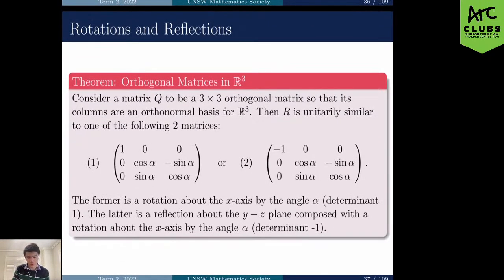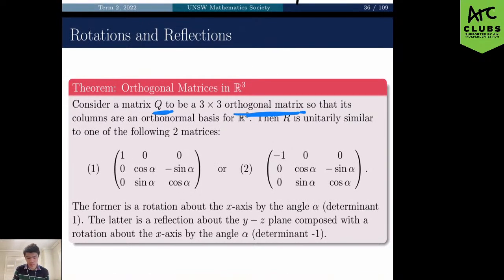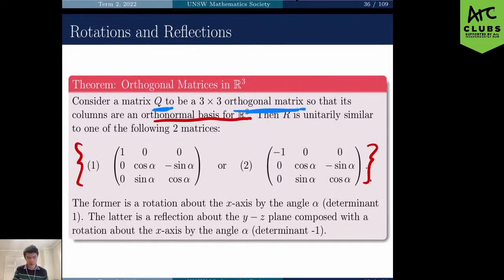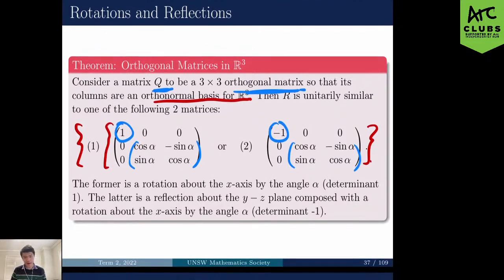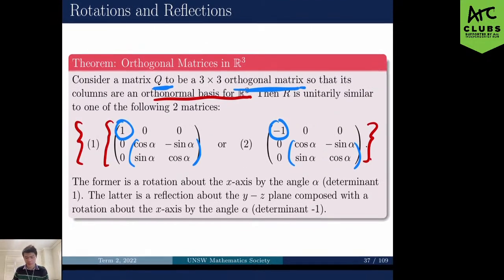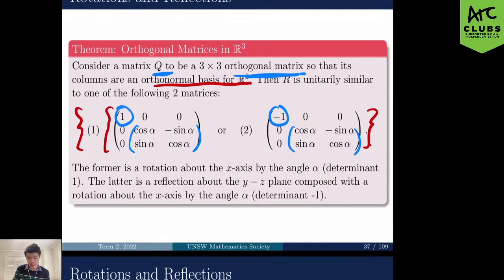Okay, and there's this other thing, orthogonal matrices in R^3. If Q is an orthogonal matrix, which means its columns are an orthonormal basis for R^3, then it's going to be similar to one of these two options. Either it'll be like this, which is essentially a rotation matrix plus 1 at the top, or it'll be this thing, which is a rotation matrix plus minus 1 at the top. We'll go through this really briefly. The first one is a rotation about the x-axis by the angle α in 3 dimensions. The latter is a reflection along with a rotation.